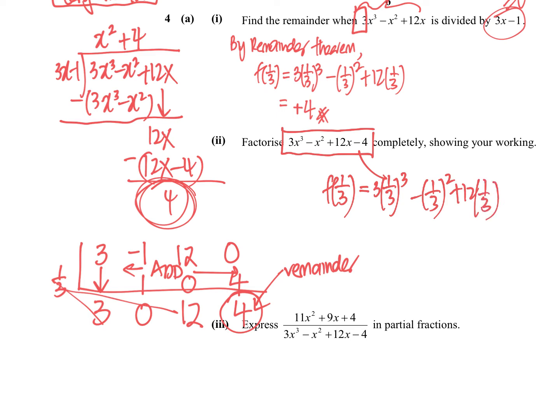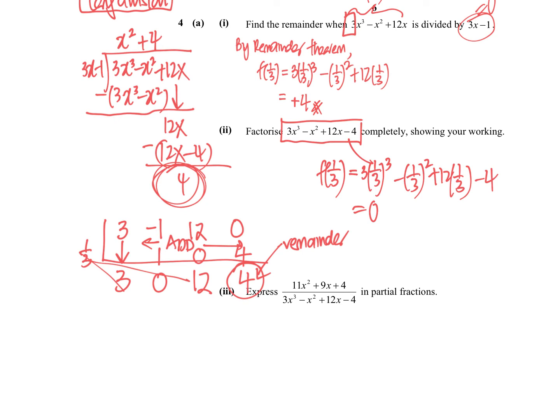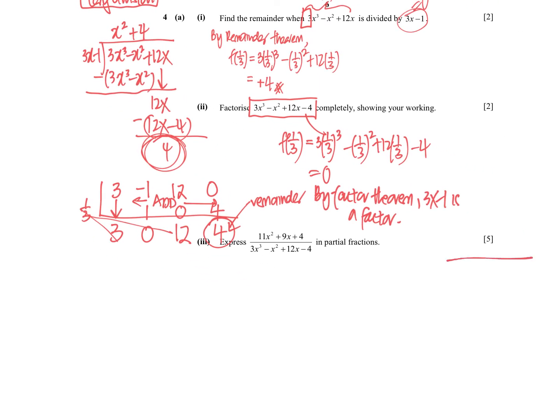1/3 into the expression, you will get 0 because it's a factor. So by trial and error, by factor theorem, you can conclude 3x minus 1 is a factor. Once you conclude this, you can go and do your long division or your synthetic.